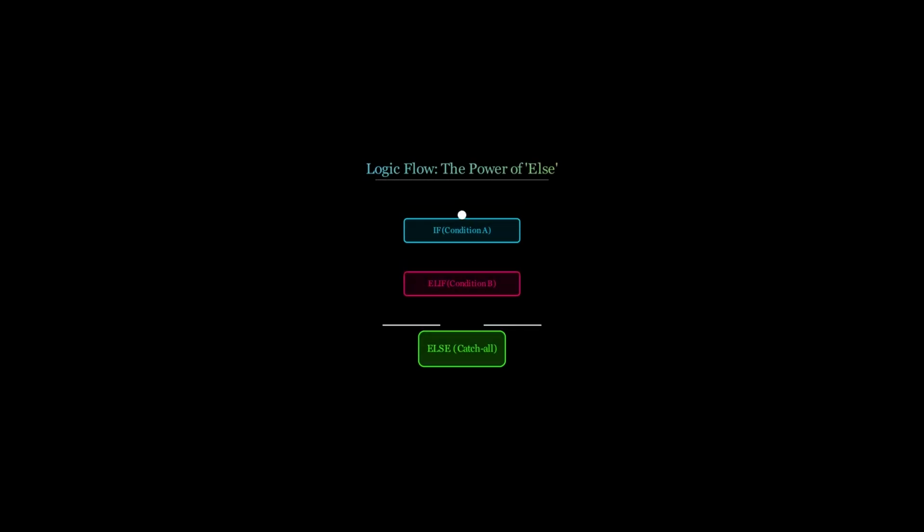Finally, we have the else statement. Think of the else block as the fallback or the catch-all option. It doesn't have a condition of its own because it simply represents everything else. If the if condition is false, and all elif conditions, if you have any, are also false, Python will automatically execute the code inside the else block. It's the final destination when no other doors open.